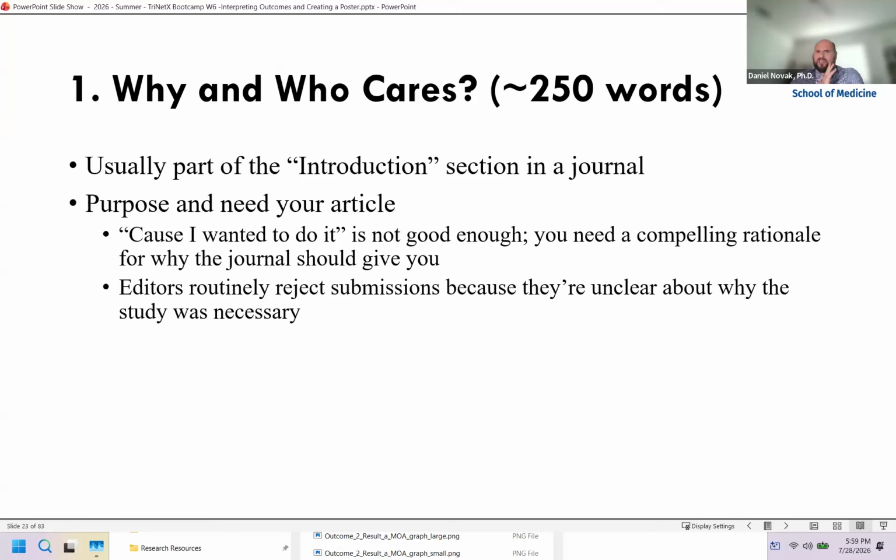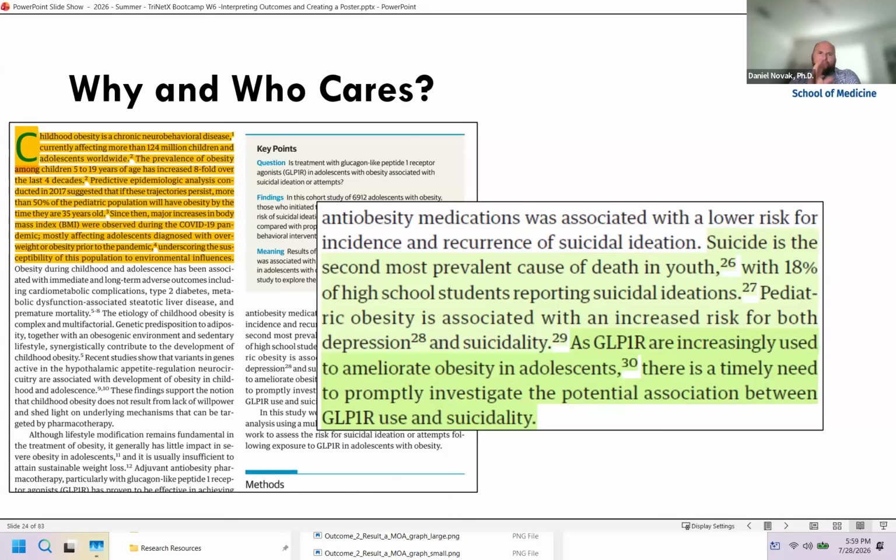Because I wanted to do it, or I think it's important, or it's cool, or even if no one's done it before, why, right? Why is this a compelling rationale for why the journal should give you really valuable page space or digital space, right? Attention space. Editors routinely reject submissions because they're unclear about why the study was necessary, and that's a huge problem. So this study, the one on pediatric GLP-1 users, has a really compelling reason, and they make it very clear in the first page.